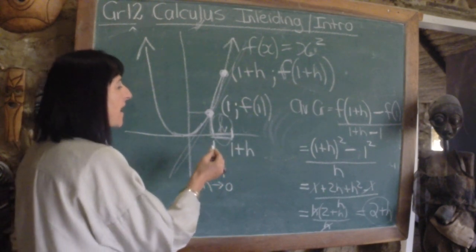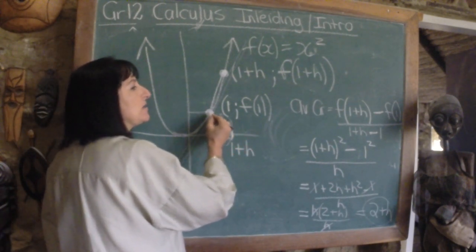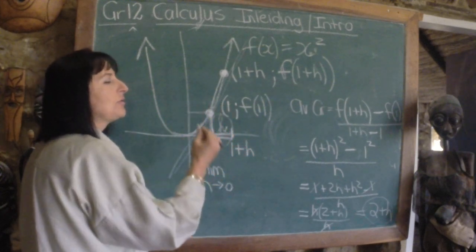I want to get the value if this distance between the two points try to reach 0.